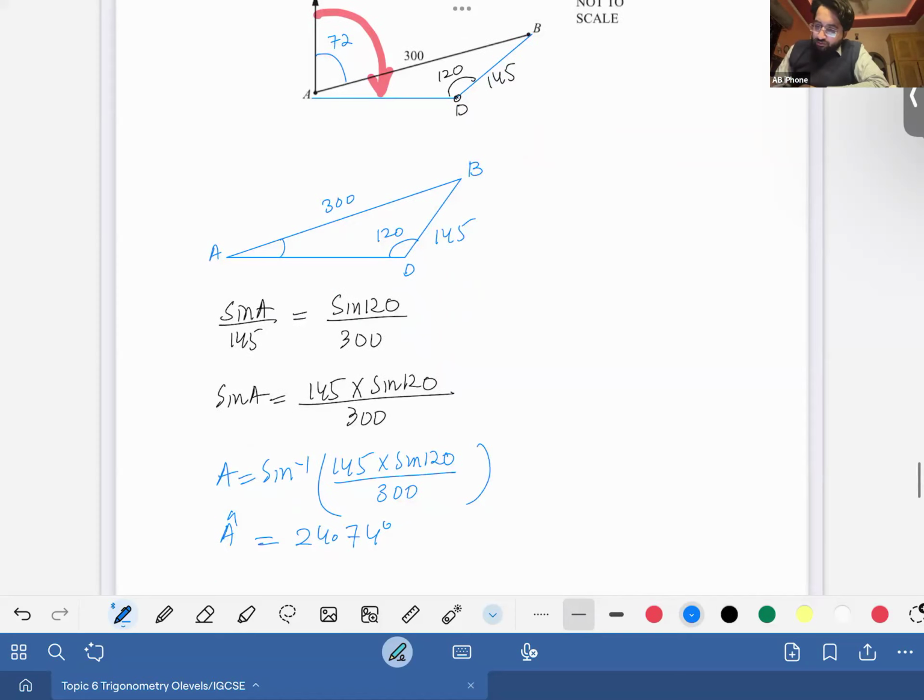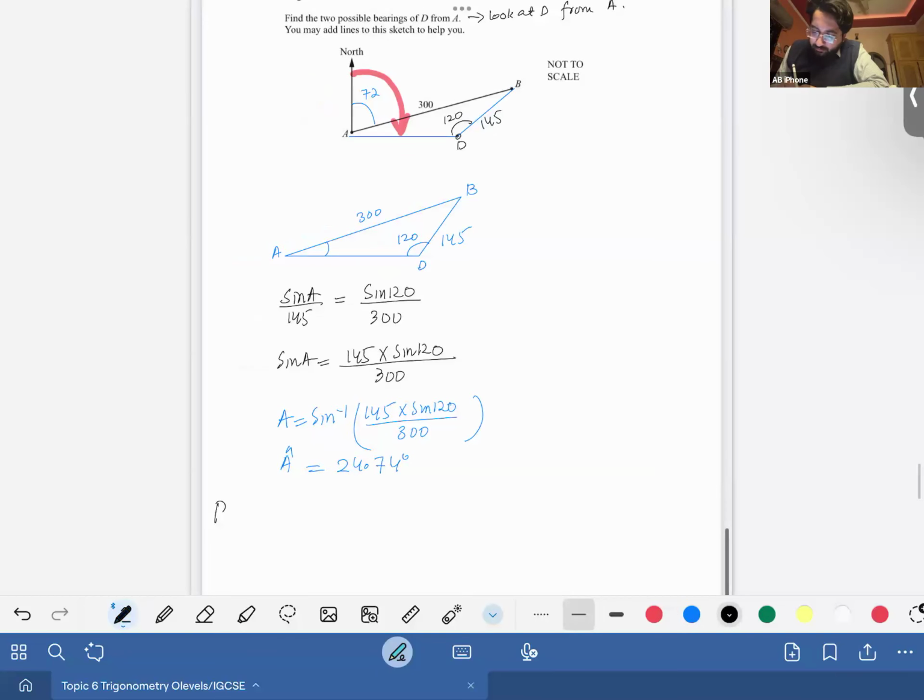24.74 degrees. So one bearing option would be 72 degrees plus 24.7 degrees. So this is 96.7, which would be 096.7. Agree? Bearing is a three figure digit.